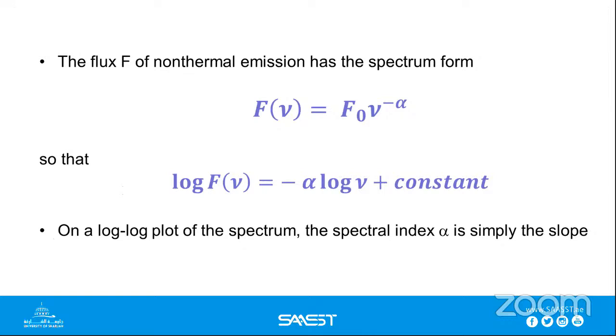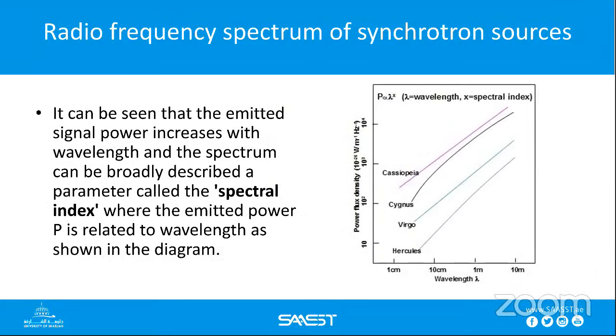It is very different from thermal radiation, and we can represent this radiation. This is the only equation that we see in my PowerPoint. The power is just proportional to this factor alpha, which is just the spectral index of my radio source, and we can plot it. This is the power flux density as a function of wavelength for different radio sources, Cassiopeia, Cygnus, Virgo, and Hercules. And this is what you see as spectra. You say, okay, what is so different? I just see a curve. But if you compare this one to a thermal source, it is very different. Here it is.